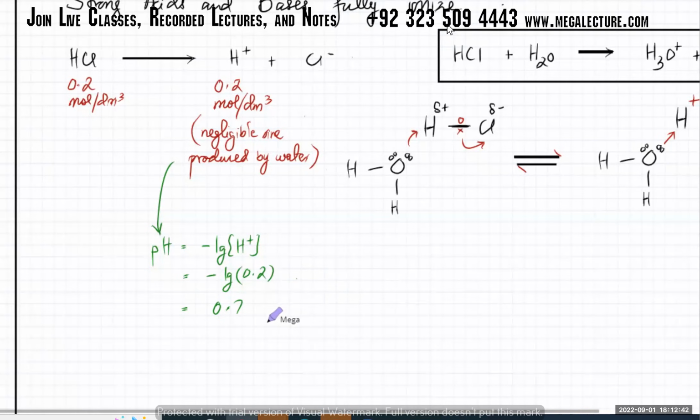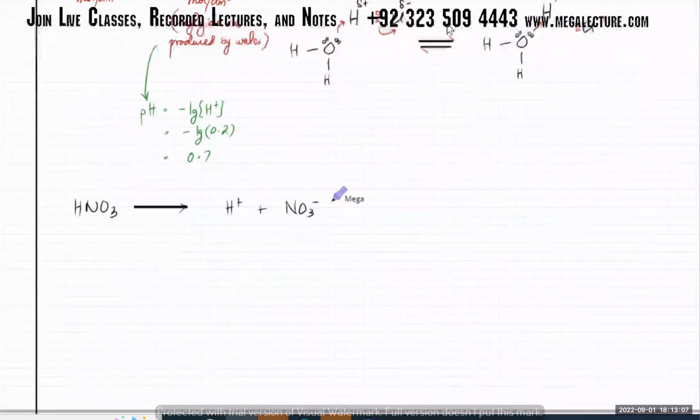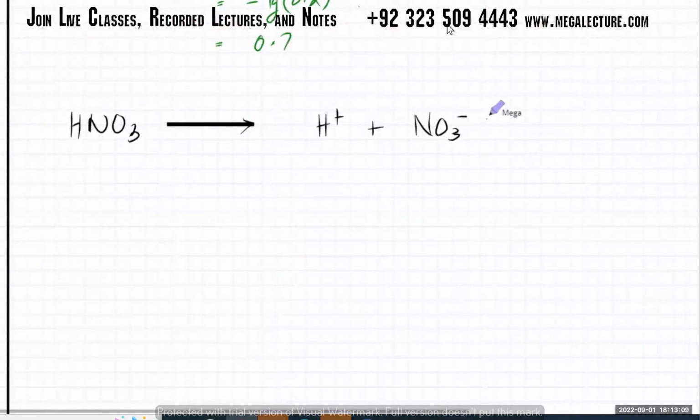Let's do another one. I've got nitric acid. अब जो nitric acid है ना, that's also a strong acid, and it will fully ionize. So it's going to produce H plus 1 ions and NO3 minus 1 ions. So that too is a strong acid, और उसकी भी कोई concentration ले लेते हैं.